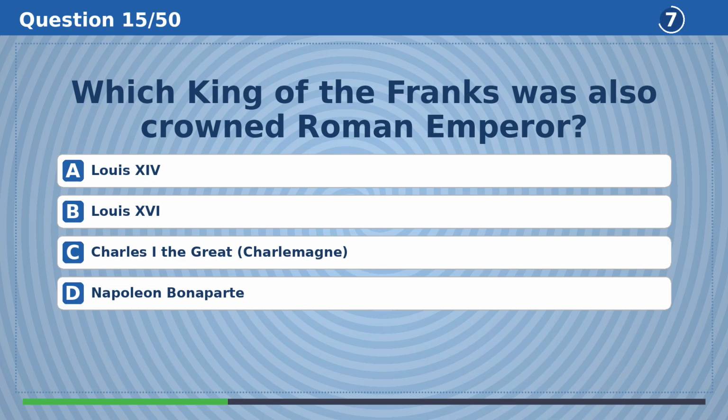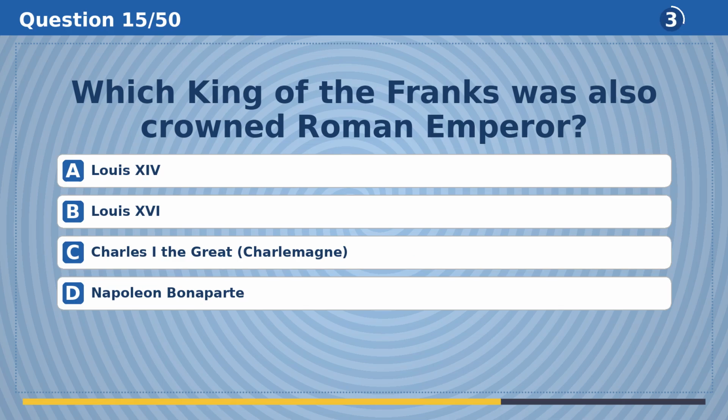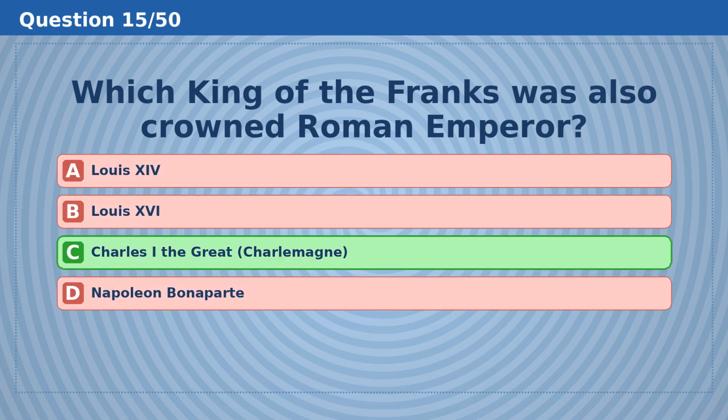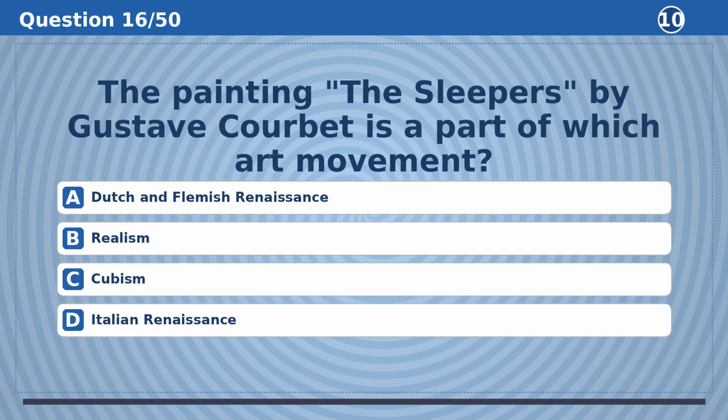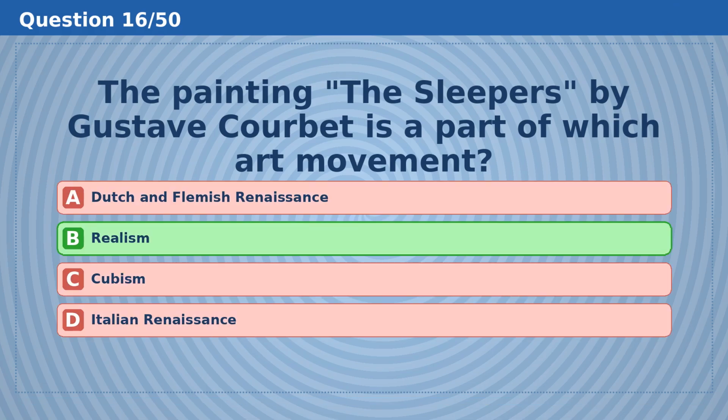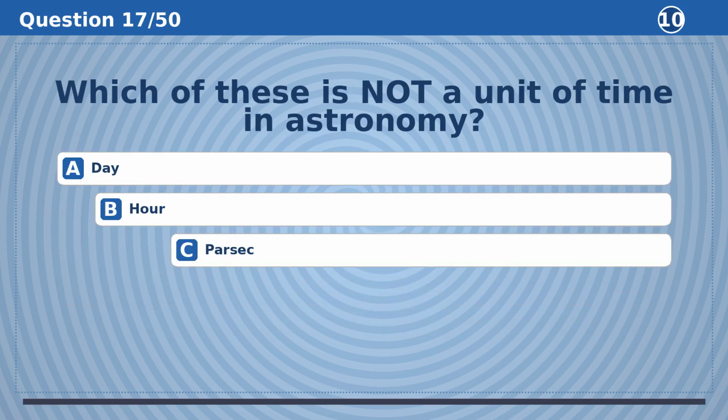Which king of the Franks was also crowned Roman emperor? The answer is C, Charles I the Great, Charlemagne. The painting The Sleepers by Gustave Courbet is a part of which art movement? The answer is B, realism.